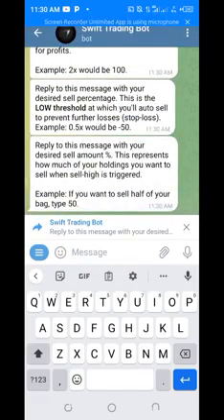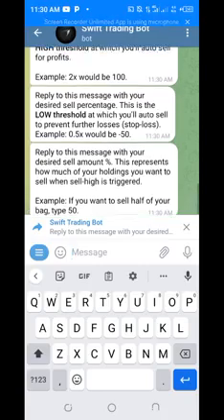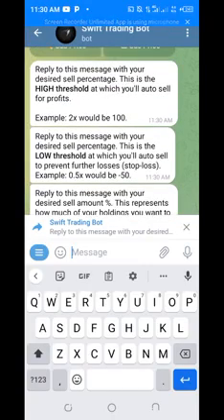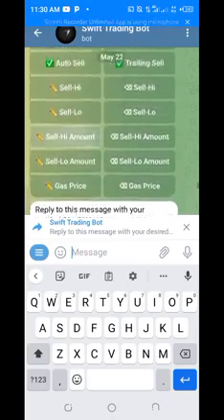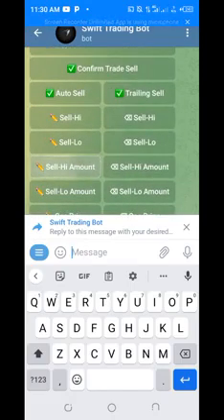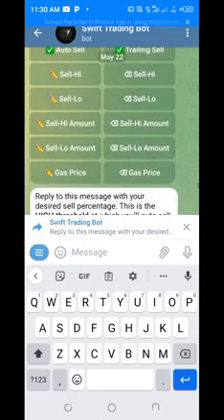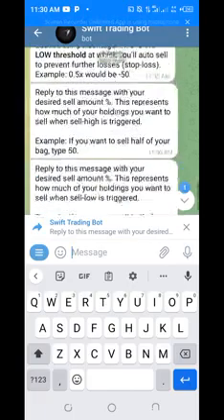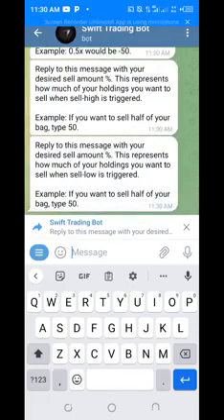If you say 50, that means it's taking 50%, which is your initial capital. Understand? If you say 75, that means it's taking your initial capital and 50% of the profit. If you say 100%, that means it's selling off everything. If you say 0%, that means it's not selling anything at all. Now the next thing is sell low. Sell low is the amount you want it to sell at the stop loss.